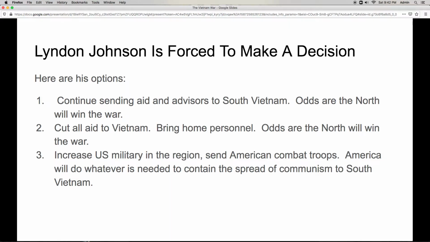Here are his options. First off, keep doing what they're doing. Continue sending aid and advisors to try to train the South. Odds are it's not going to work. Containment fails.